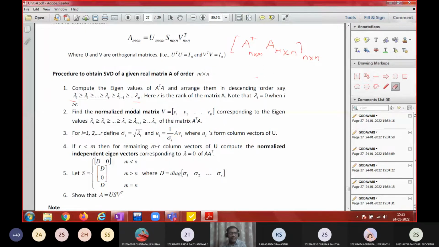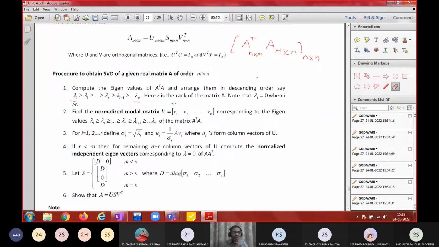In this, some of the eigenvalues will be 0, and the remaining eigenvalues are going to be positive. A transpose A is always positive semi-definite, which means you cannot find a negative value. So you may get eigenvalues like this: lambda 1 greater than lambda 2 greater than and so on up to lambda r. These are all non-zero eigenvalues, and from r plus 1 onwards the remaining are all 0. Note that lambda i equals 0 for i greater than r. So lambda r plus 1, lambda r plus 2 and so on up to lambda n are 0, and lambda 1, lambda 2 up to lambda r have to be non-zero.